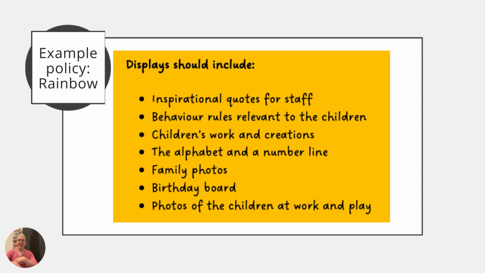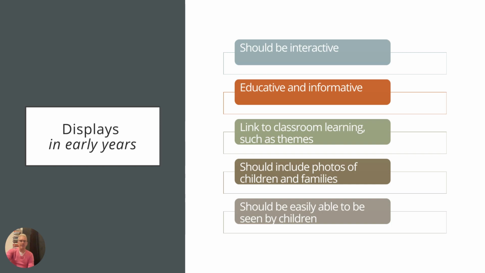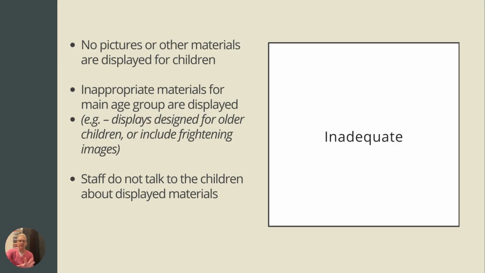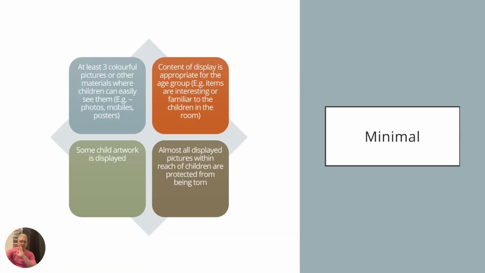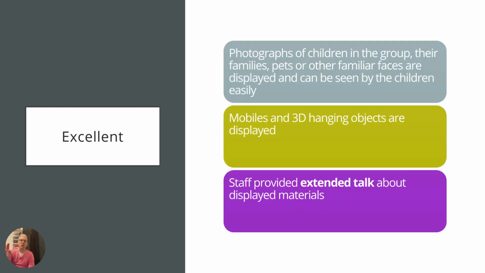And that's it. That brings us to the end of this short presentation on the ITERS item 4, displays for children. So we've talked about the inadequate. So if you're doing these things, your rating scale would be inadequate. If you're doing these things, your rating scale would be minimal. If you're doing the minimal plus these things, your rating scale would be good, which comes out at a number 5. And if you're also doing these things under excellent, which is number 7, then that would be your rating scale.